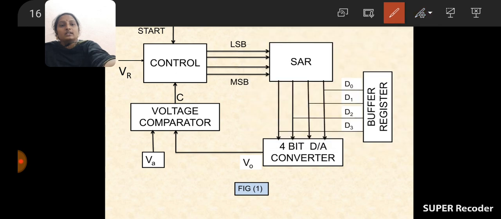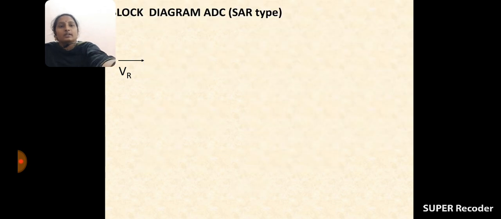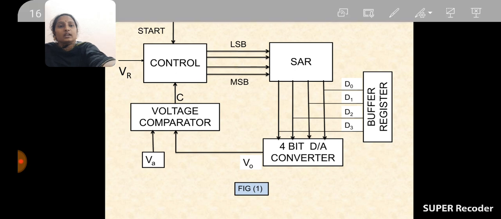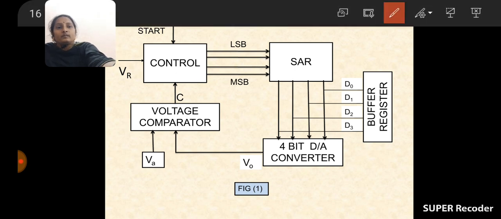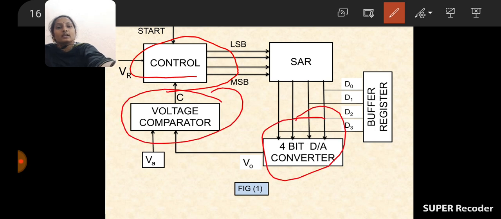Okay, and coming to the next topic, the next converter, that is the successive approximation type analog to digital converter. So here, how many main blocks are there? Here also it consists of 4 blocks. What are the 4 blocks? A 4-bit D2A converter, a voltage comparator, control, and also the successive approximation register.